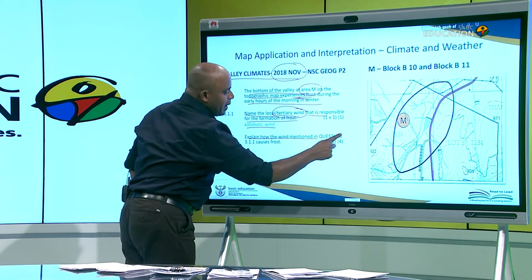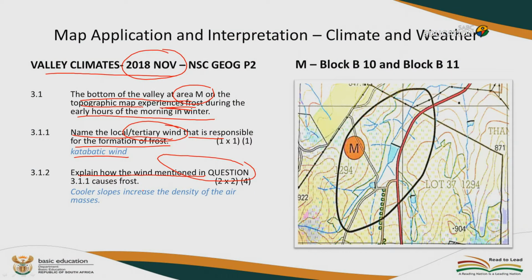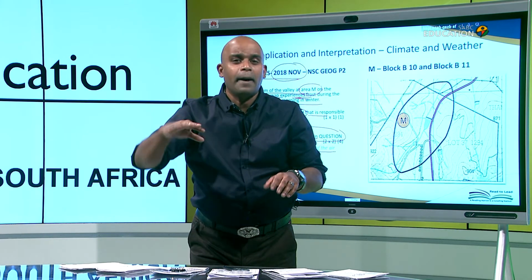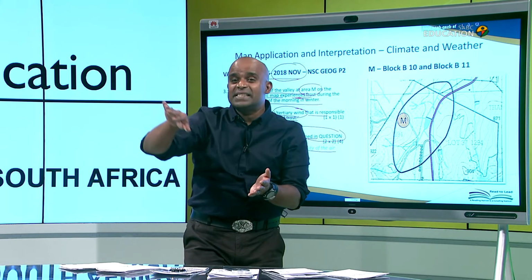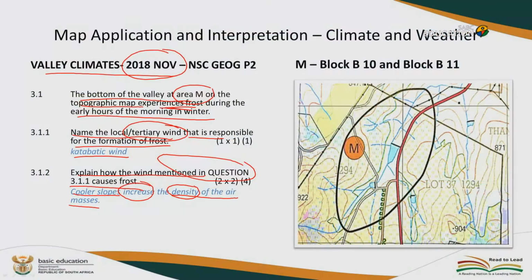Explain how the wind mentioned in question 3.1 causes frost. The following factors are applicable. Cooler slopes increase the density of air masses. So what is this saying to us? It is saying to us that at night, the slopes are cooler because of the lower temperatures. This forces air molecules to descend because of the force of gravity. And what happens? Its density increases. Therefore, it's forced to move down. The cooled air descends to the bottom of the valley.